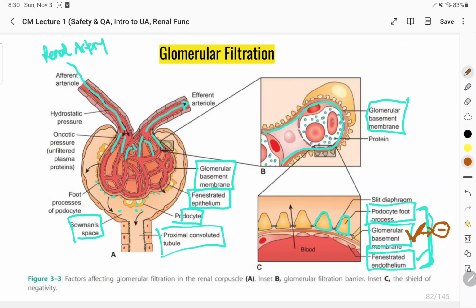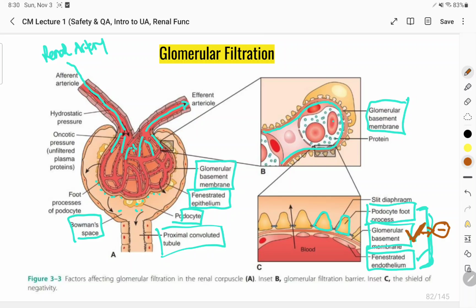And also podocyte foot processes, although they have slits, only allow those small substances, and not negatively charged substances. Okay? For example, protein. Protein should not be able to pass through. Okay. So, this is for your glomerular filtration.